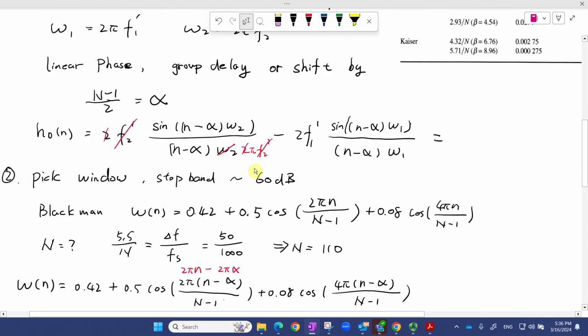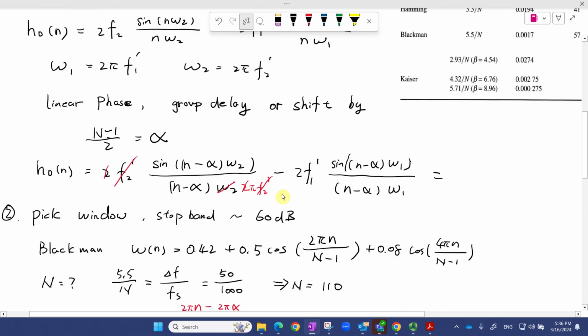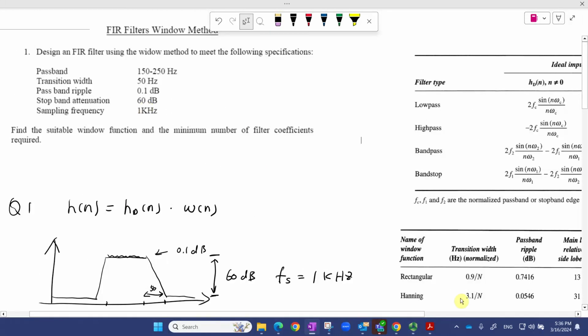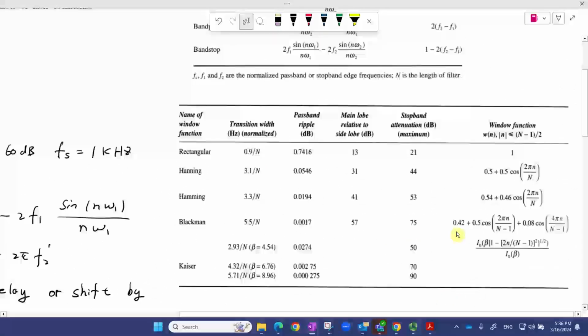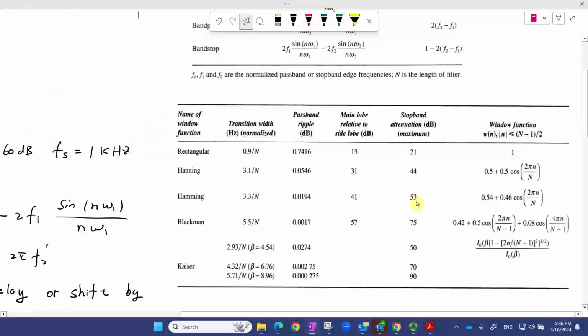The second part is to pick the window. Because the stop band attenuation is 60 dB, you can see that the Hamming window is not enough, it's not 60 dB, so we're going to use the Blackman window. The Blackman window has this expression, we just copy it down, and there's something we don't know, N. It's the only thing we don't know.